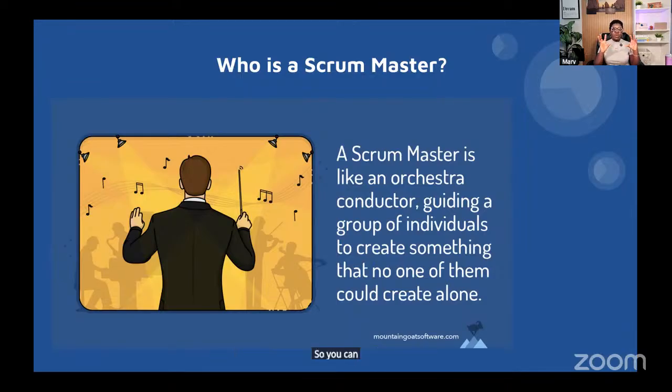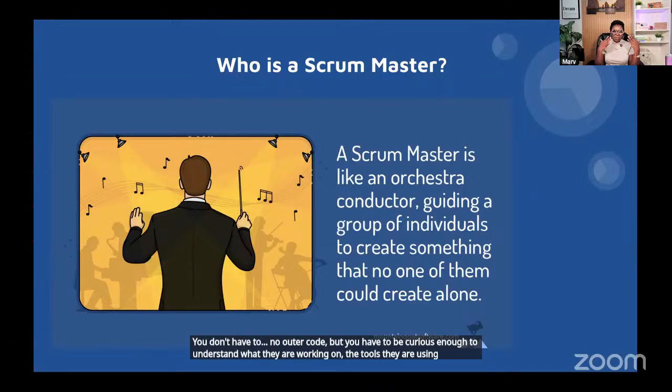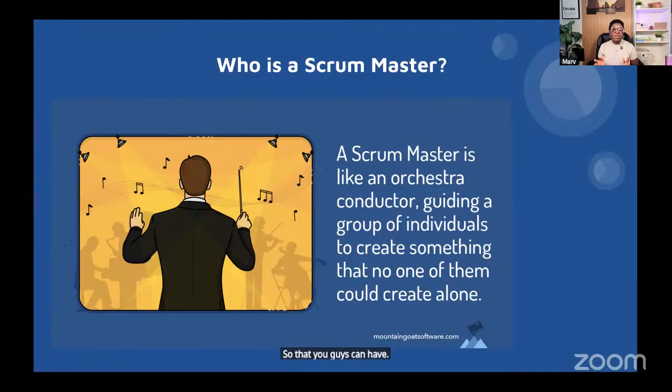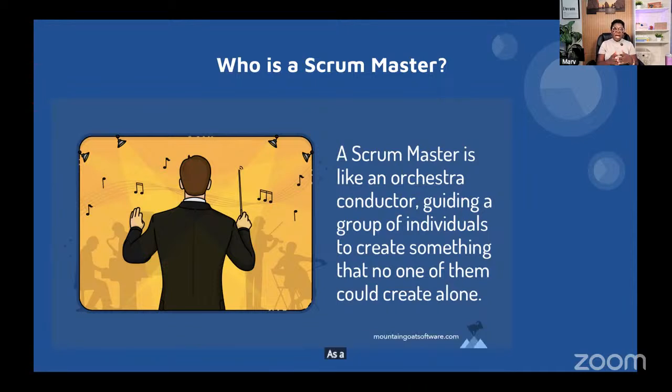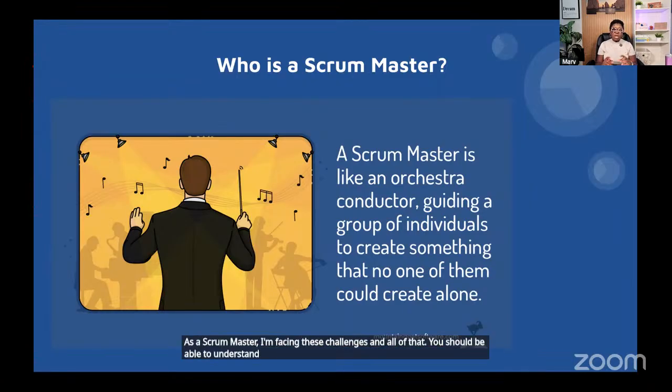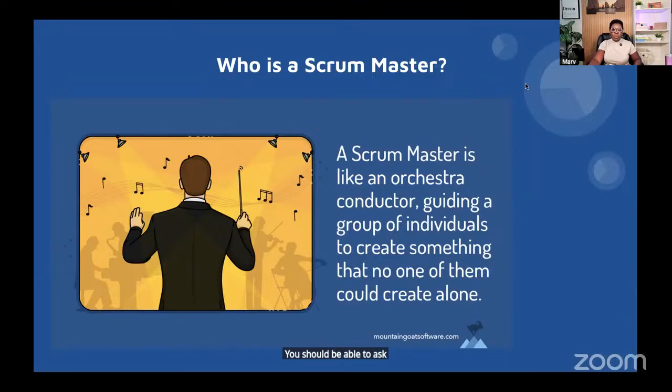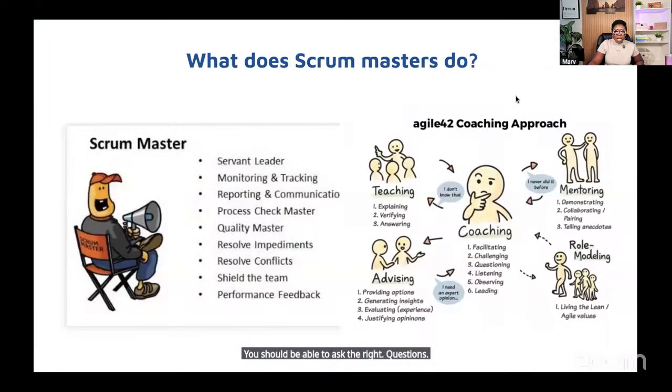So you can work with a group or a team that is doing coding. You don't have to know how to code, but you have to be curious enough to understand what they are working on and the tools they are using, and to have a basic understanding so that you can have basic communication. If they come to you and say, hey, as a Scrum Master, I'm facing these challenges, you should be able to understand. If you don't, you should be able to ask the right questions. So these are all things a Scrum Master does.